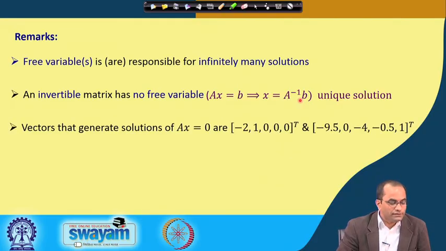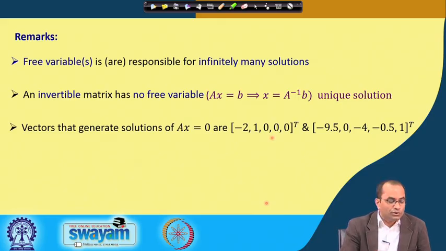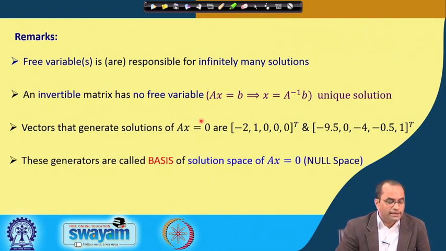So, this vector generates a solution of Ax is equal to 0. What we have just seen is that for Ax is equal to 0, all the solutions we can generate with the help of those two vectors. This was appearing with alpha 1 and this was appearing with alpha 2. We have just used the transpose here because they were given in column form. So, these vectors are the so-called generators of the solution of Ax is equal to 0, and these generators are the basis of. So, this term we will introduce a little later. Some technical terms I am just mentioning here, but they will be discussed in the next lecture.